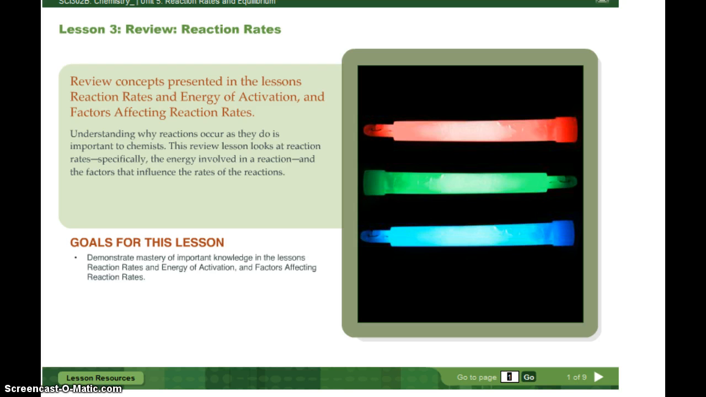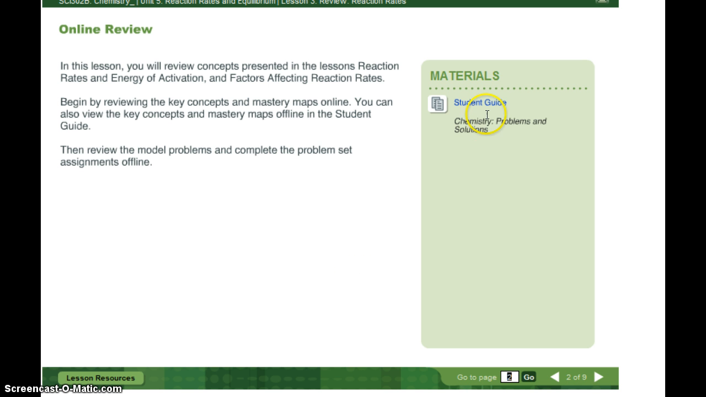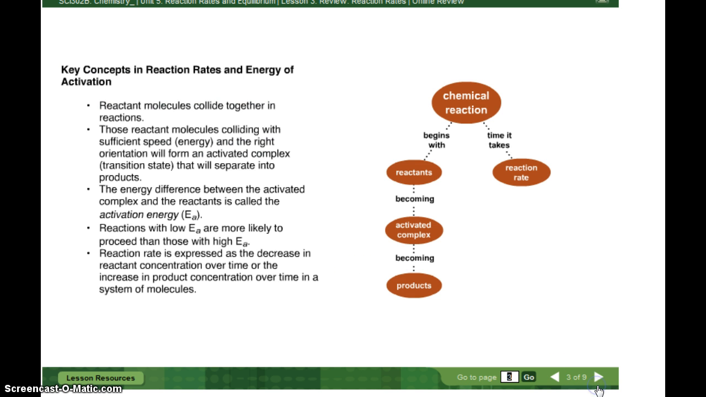Review concepts presented in the lessons: reaction rates and energy of activation, and factors affecting reaction rates. Understanding why reactions occur as they do is important to chemists. This review lesson looks at reaction rates, specifically the energy involved in a reaction, and the factors that influence the rates of reactions. Goals: demonstrate mastery of important knowledge in the lesson, reaction rates and energy of activation, and factors affecting reaction rates. So again, you can download the student guide.